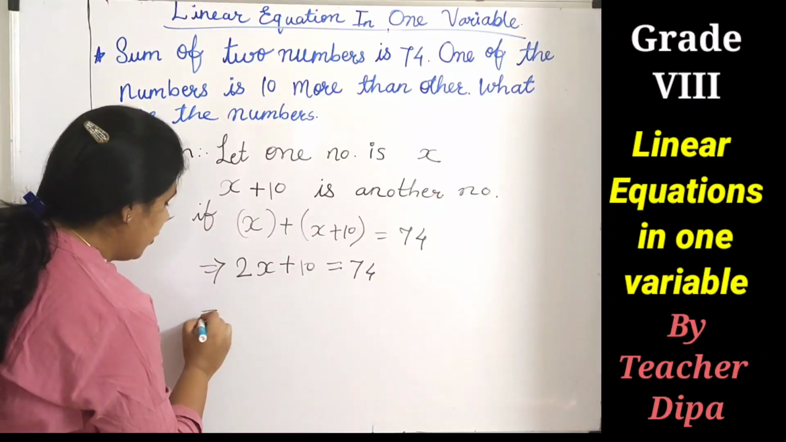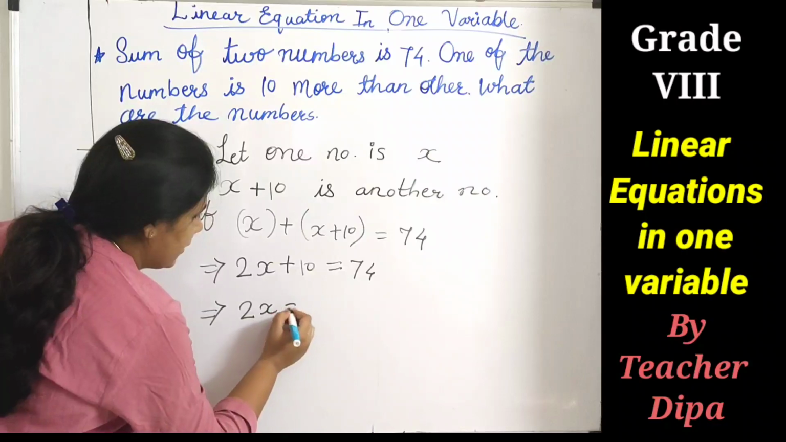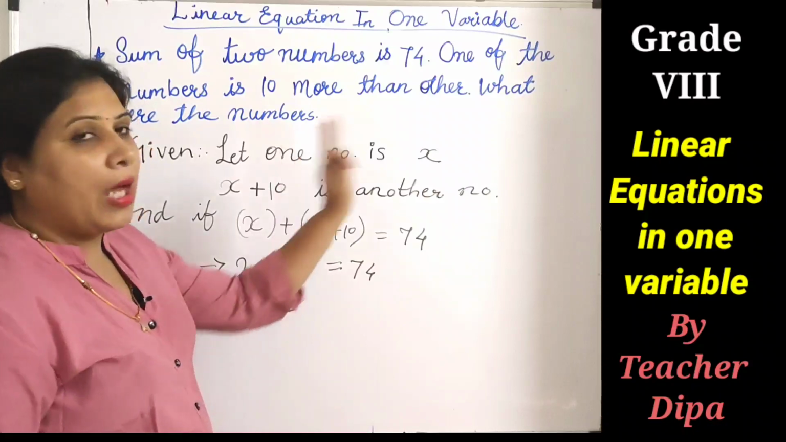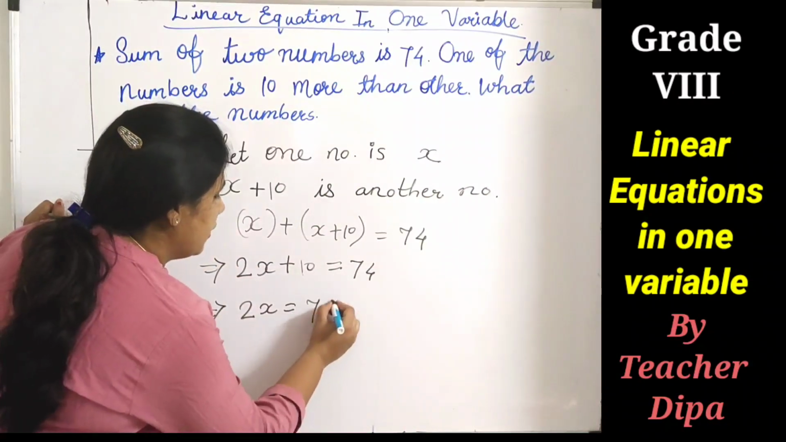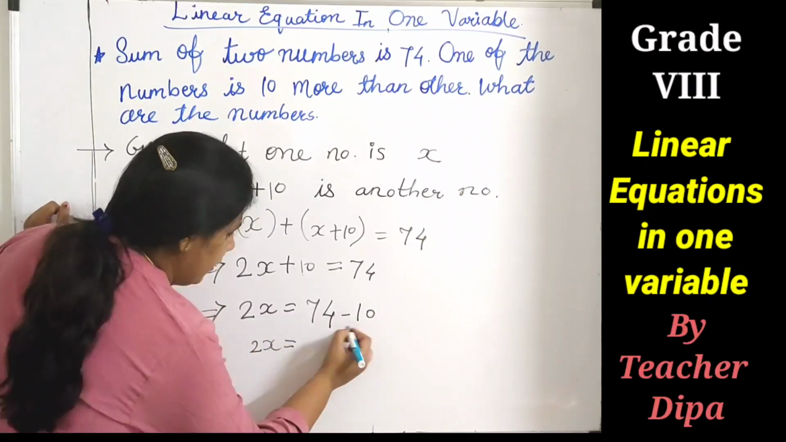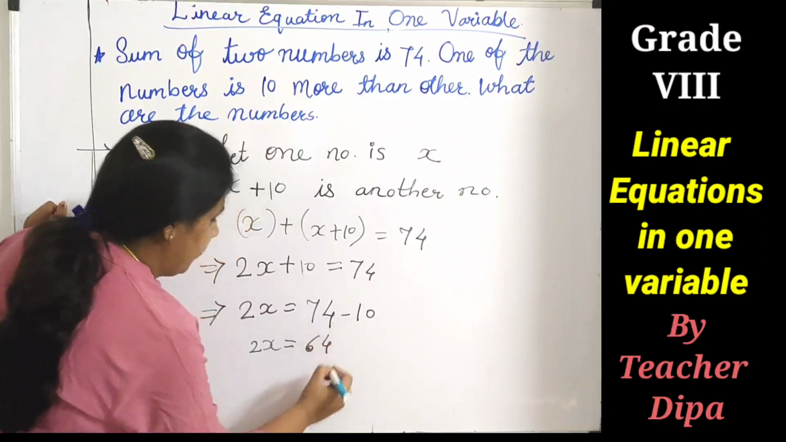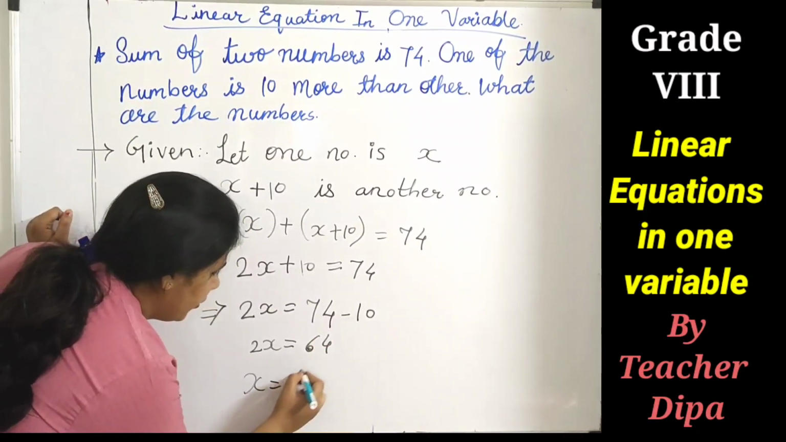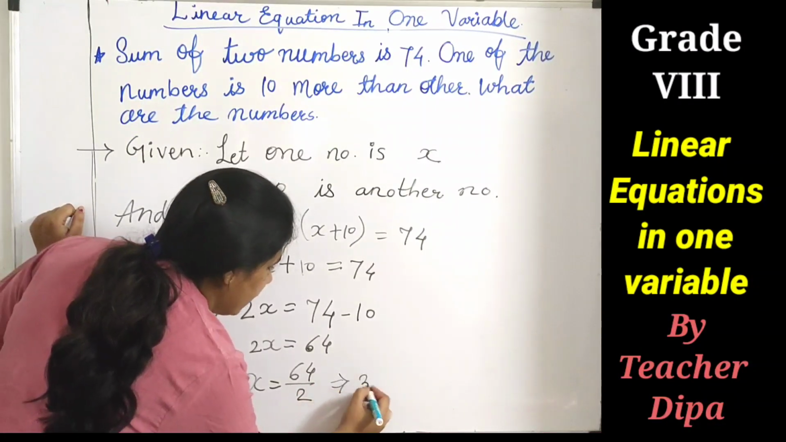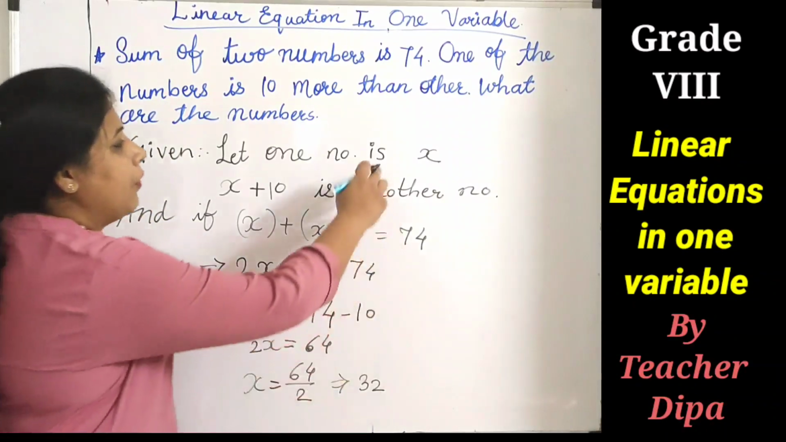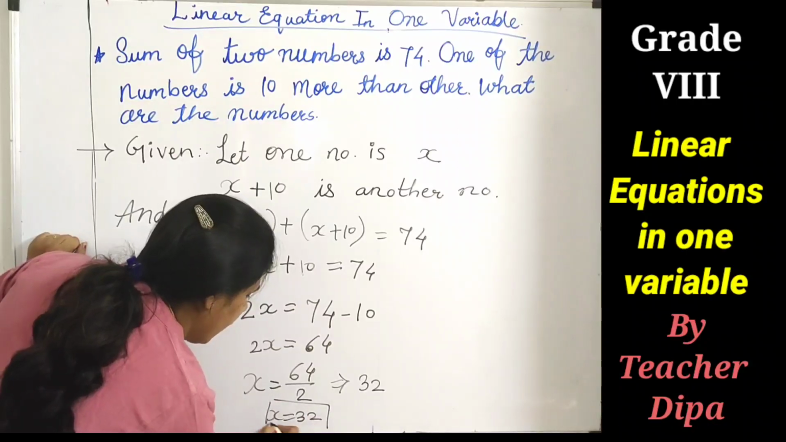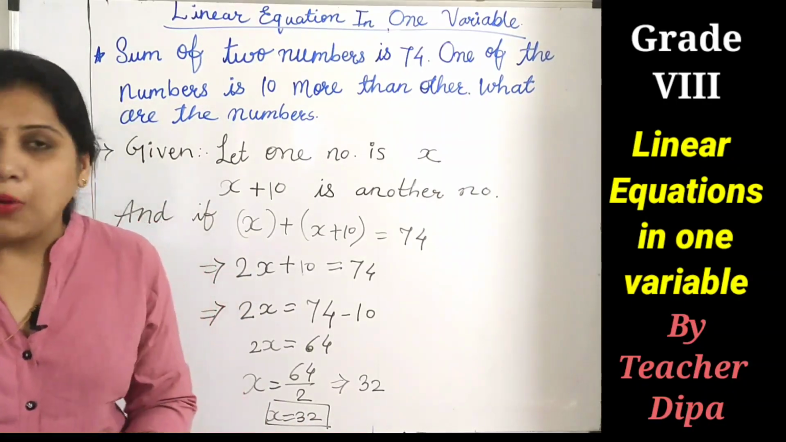Now from the equation you can write 2x is equal to, I am shifting 10 to this side. It is a plus 10, so there will be a minus 10. So it is becoming 74 minus 10. So 2x is equal to 64. Then x is equal to 64 upon 2, and from that we are getting 32. So what is our first number? The first number will be 32, and from that we can find out the next number.